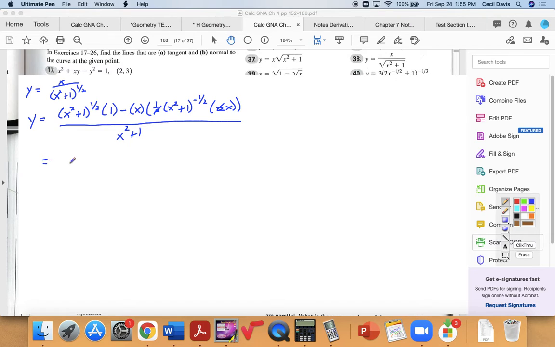And there's a fair bit of simplifying that still needs to go on here. So this is x squared plus 1 to the 1/2 power minus x squared times x squared plus 1 to the negative 1/2 power, over x squared plus 1.